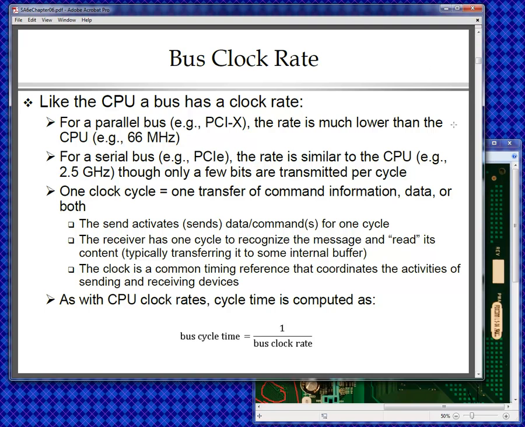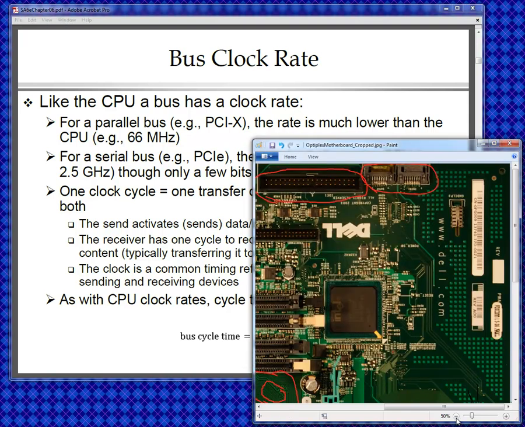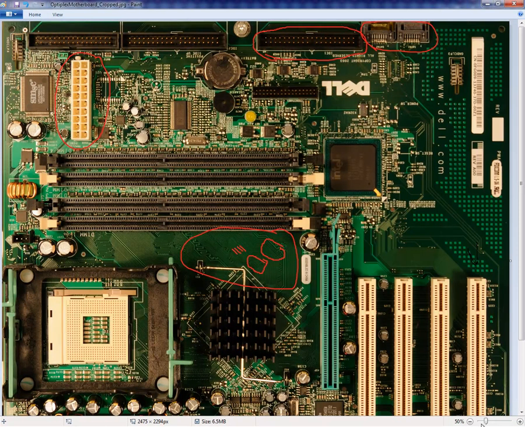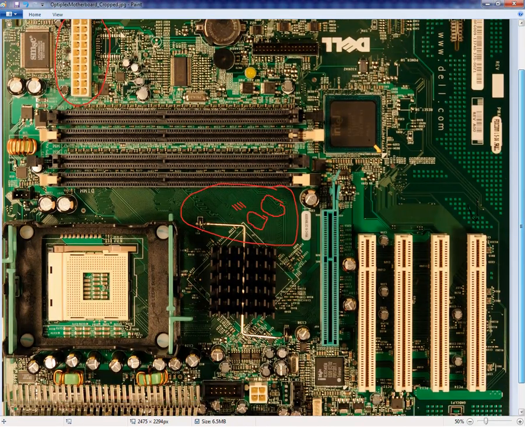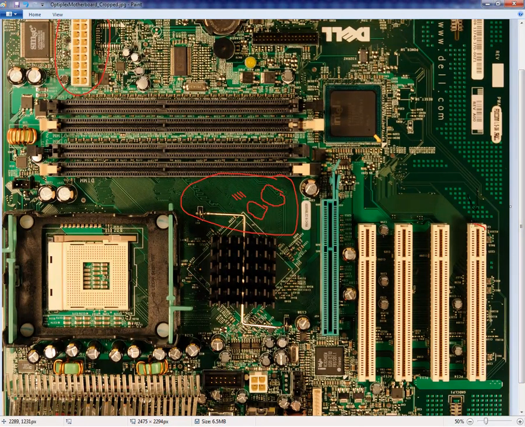Okay, so let's move on and talk about clock rate. Like the CPU, the bus has a clock rate. Think of it this way. Let me back up here to the picture again. Let's say a device attached to this board here wants to send data to memory, and in particular we're going to send data to this memory chip, or the DIMM, that's stored in this slot right here.